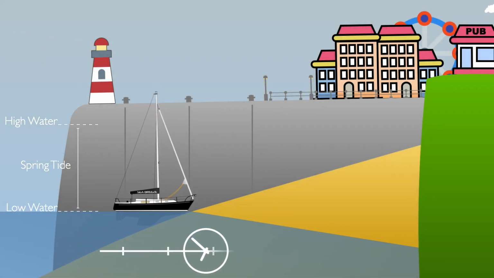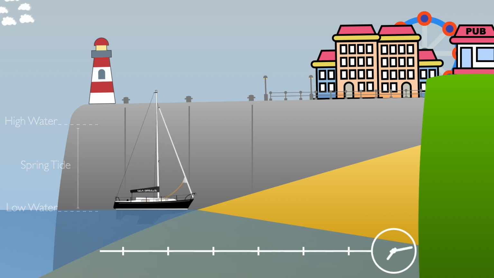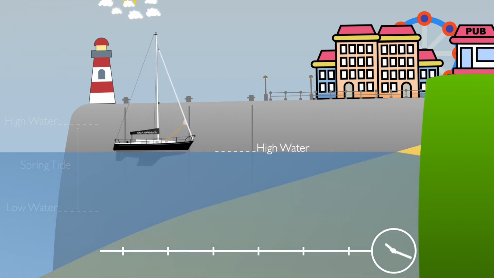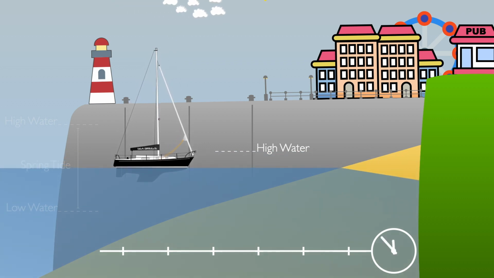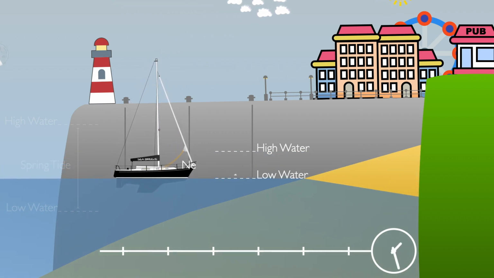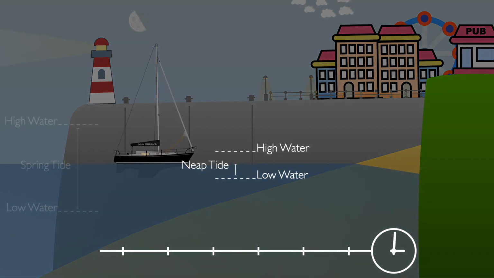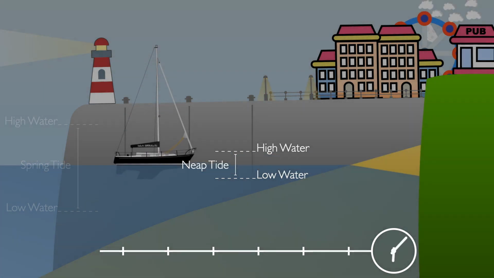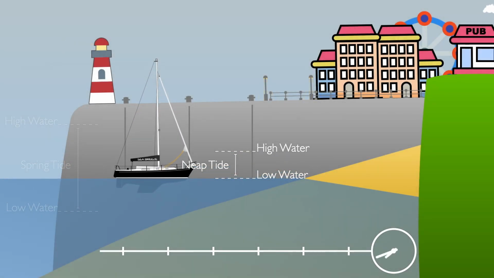Roll forward approximately 7 days, and around the time of the first or last quarter, we experience the smallest tidal range in the cycle. This is the neap tide. Again, in the UK, this will result in 2 small tides over a 24-hour period.